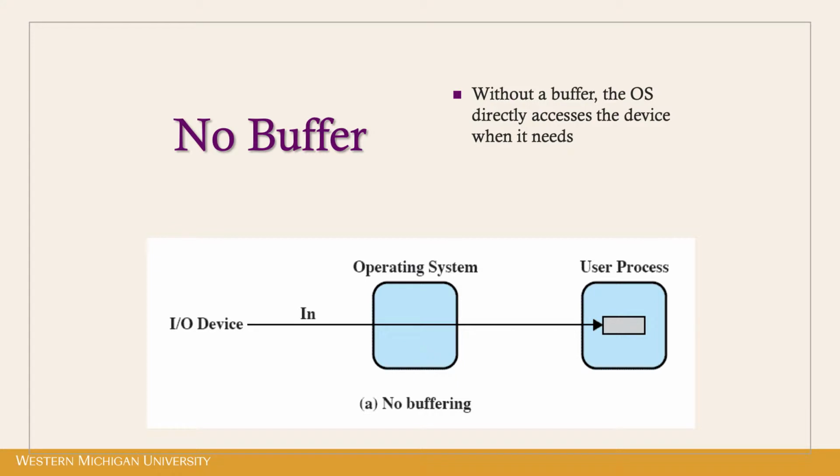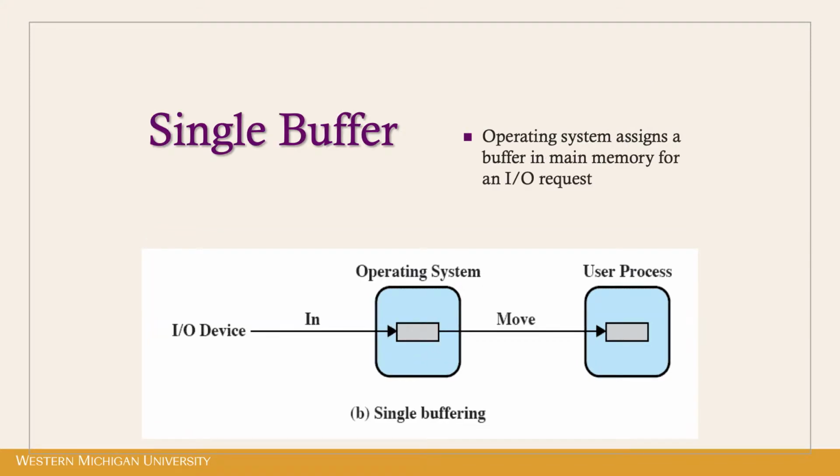Without a buffer, the OS directly accesses the device when it needs it, so everything goes straight to the process. We make a request as we need it and get something back as we need it. We don't store anything. With a single buffer, the operating system assigns a buffer in main memory for an I/O request, so the I/O device sends things to that buffer, where it gets stored until the user process needs it.